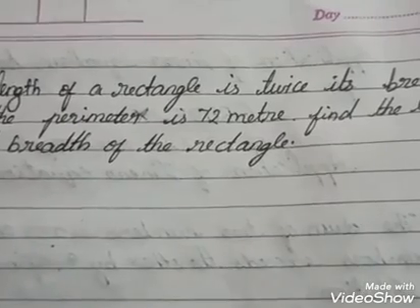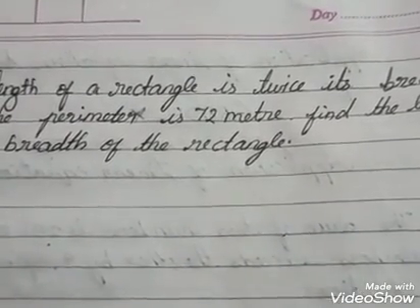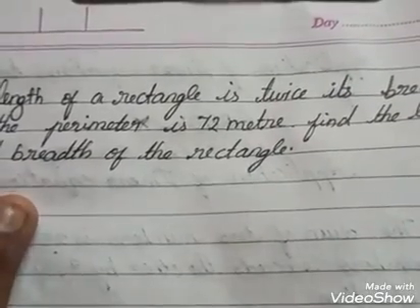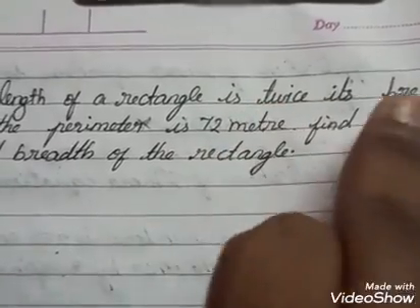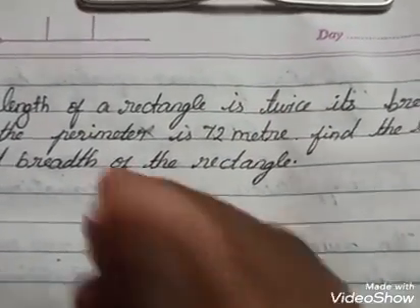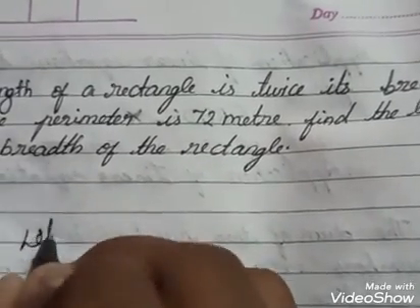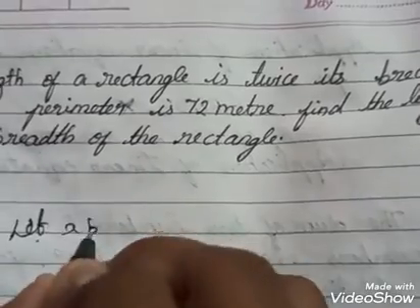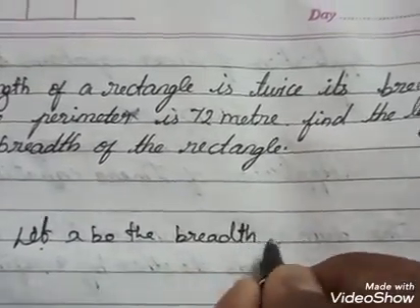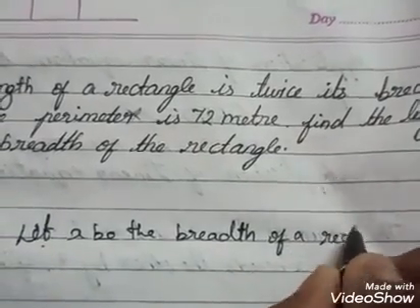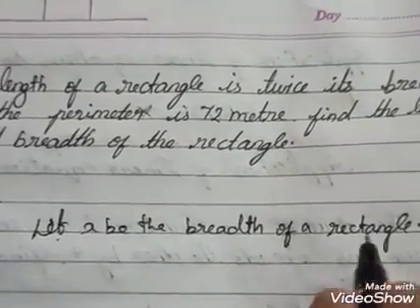So they have given that the breadth value is smaller and the length value is more. How is it? It should be twice the breadth. So we take it as, solution. Let x be the breadth of a rectangle.